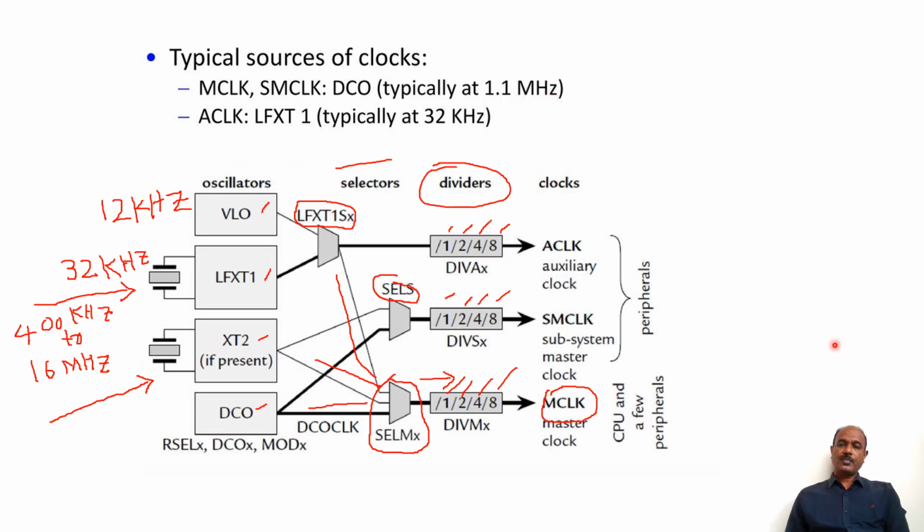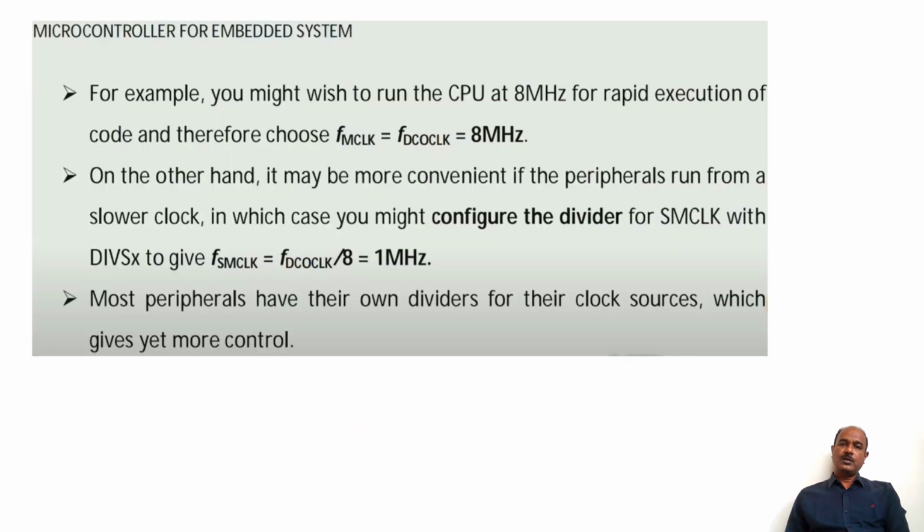Now for example, I wish to run a CPU at 8 megahertz for rapid execution of the instructions. So I want my MCLK equal to 8 megahertz. I want the processor to run at 8 megahertz. As you know, the processor can run only with MCLK. So I should generate MCLK of 8 megahertz. Then I will set my DCO clock equal to 8 megahertz, so that my MCLK will be equal to 8 megahertz. So the CPU can run at 8 megahertz if I set my DCO clock equal to 8 megahertz.